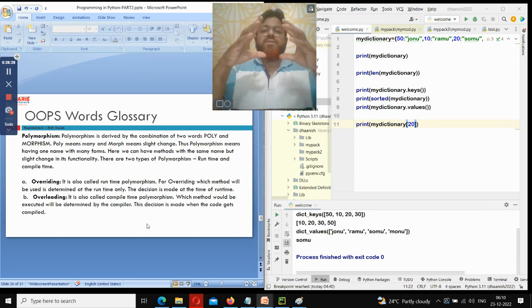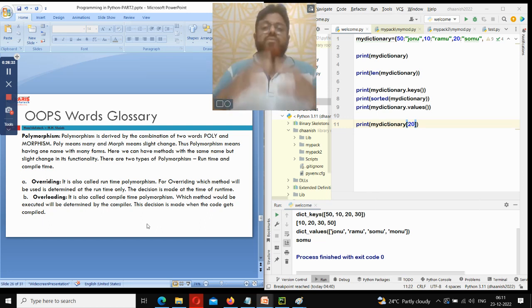Overloading means two functions are defined with the same name. Now that is not possible with Python. Other object oriented languages have it. Got it? Is that clear? Fine. Let me stop with this.